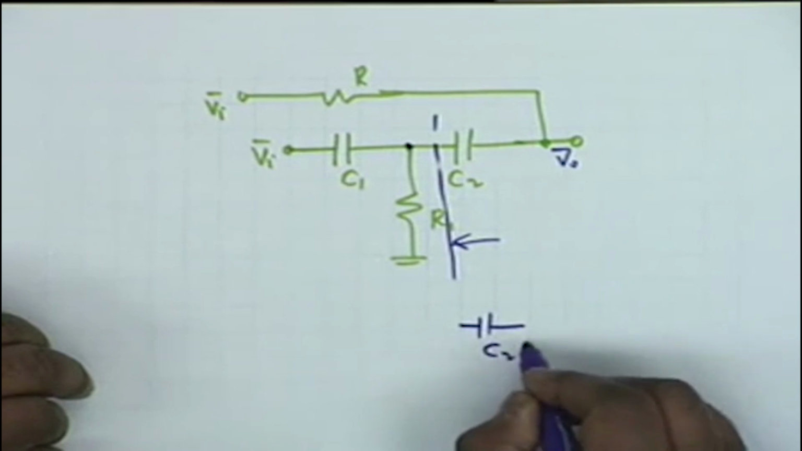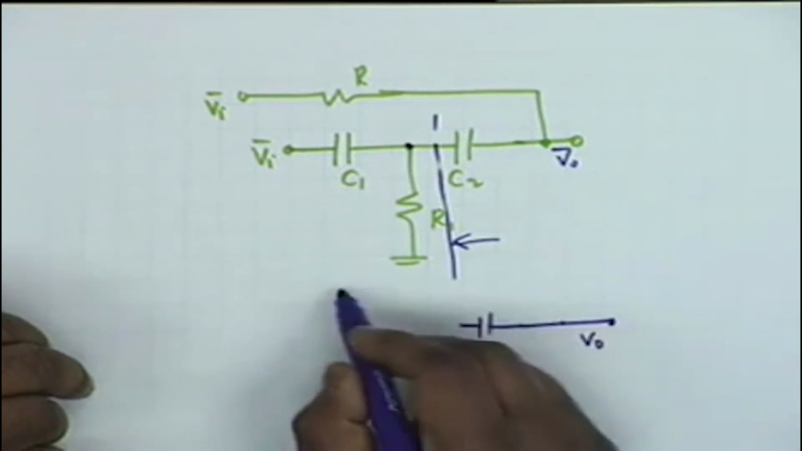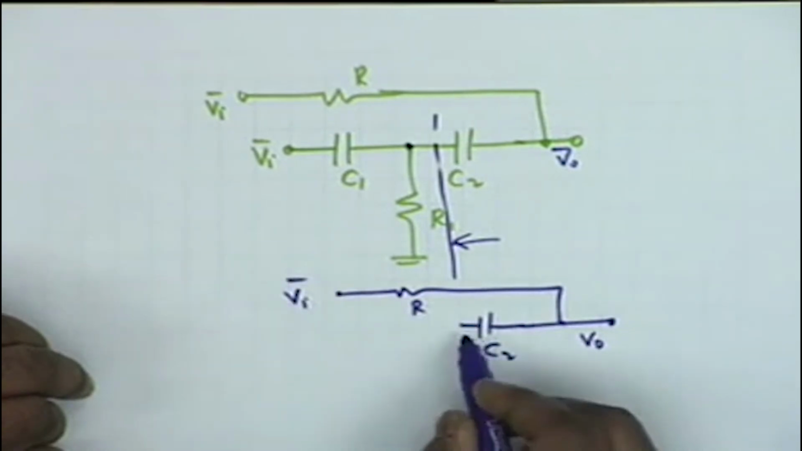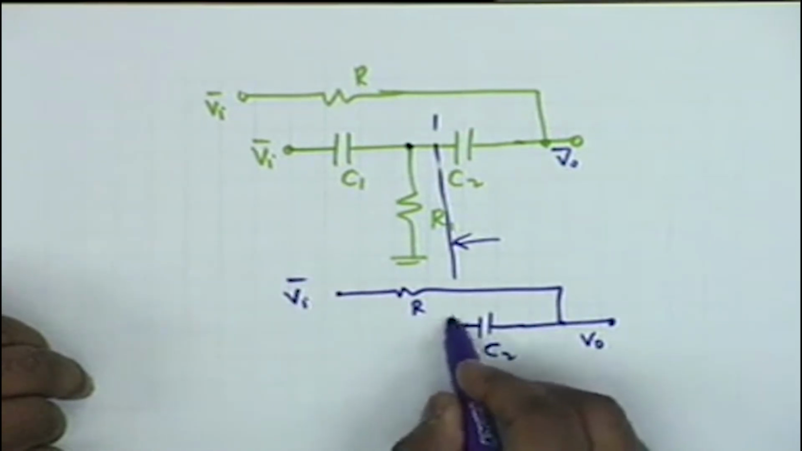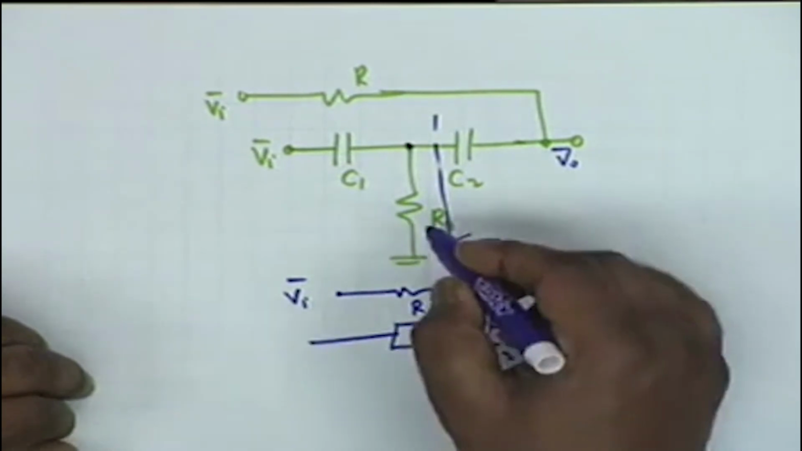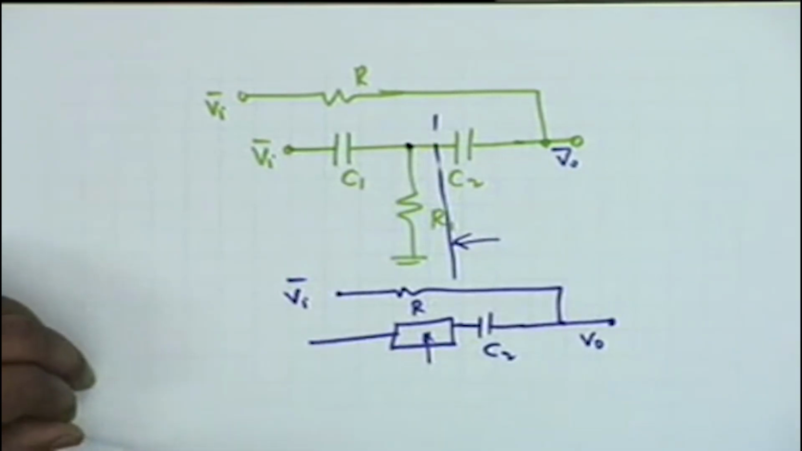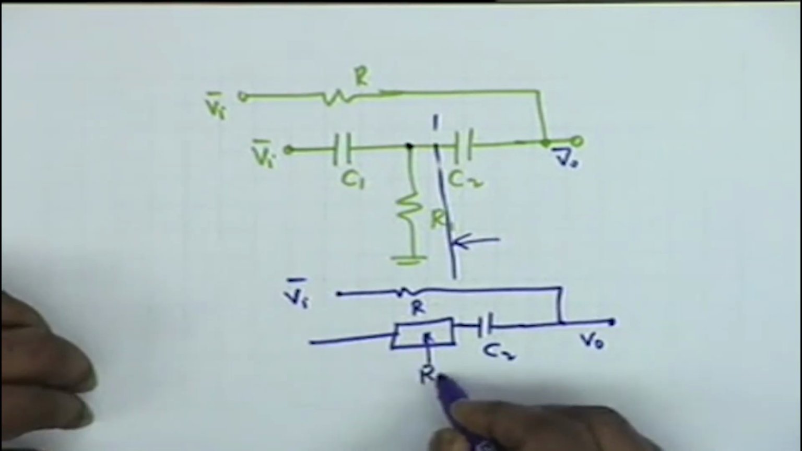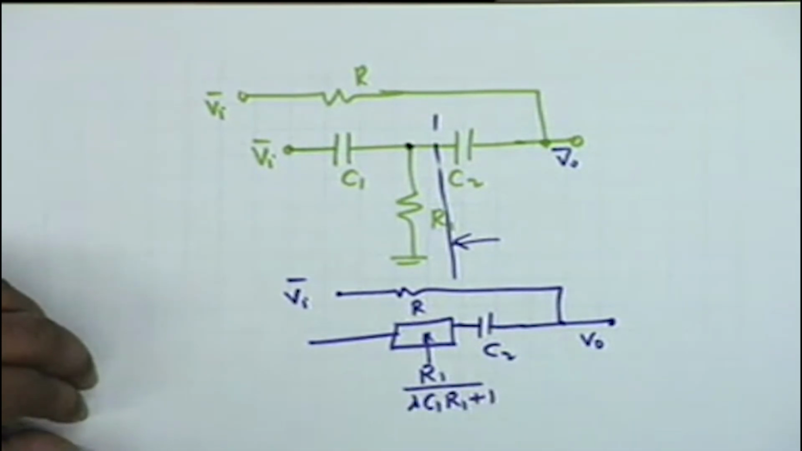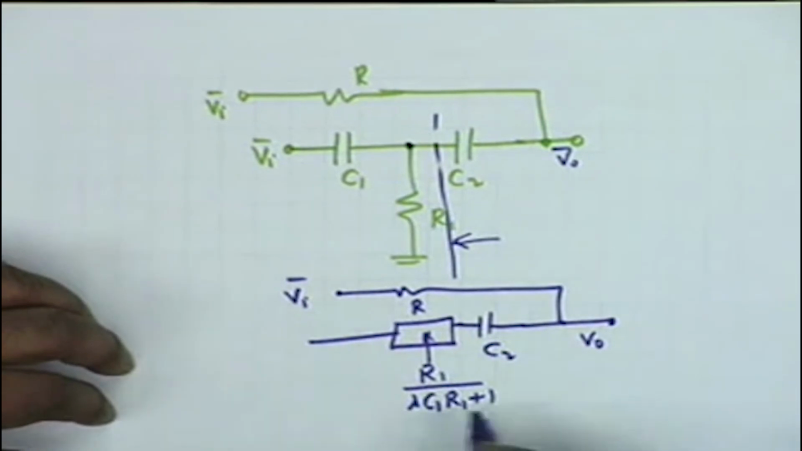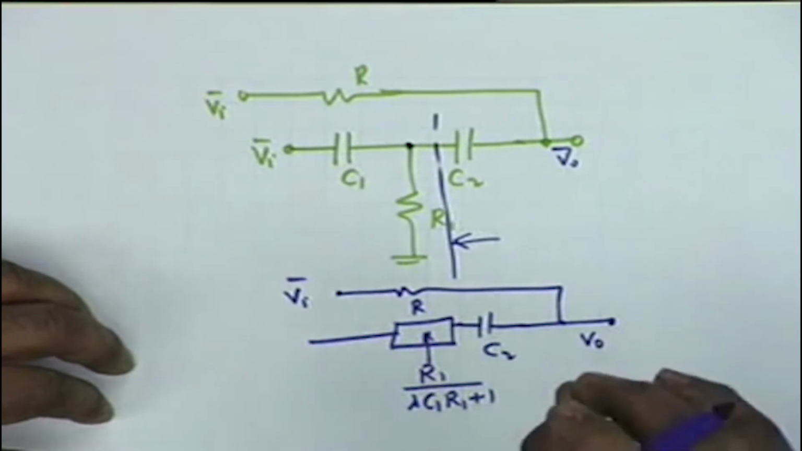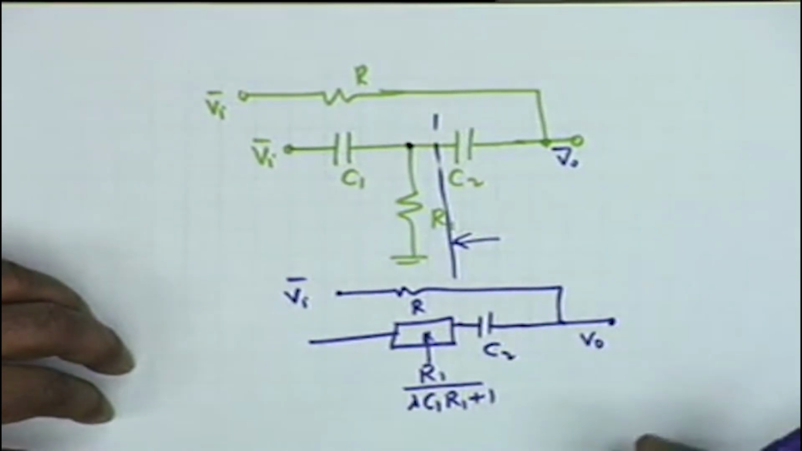What do you get? You get a C2, V0, R, this is Vi, and then you get an impedance. What is the value of this impedance? R1 and C1 in parallel, and therefore R1 by S C1 R1 plus 1. I am working in terms of S. You must be able to write this expression without making any calculation. R and C in parallel gives R over S C R plus 1.